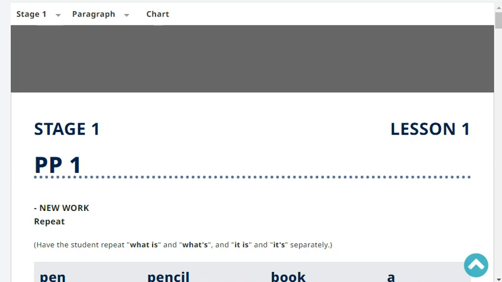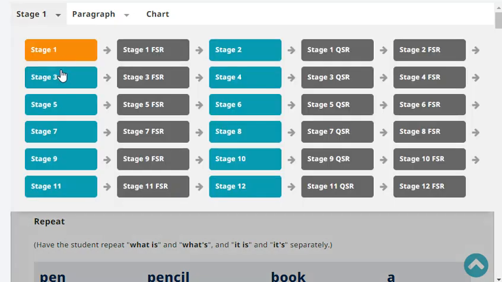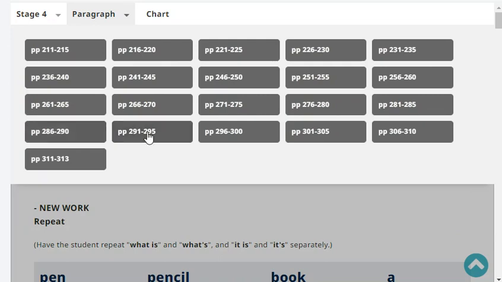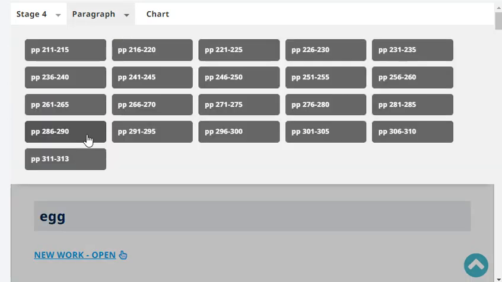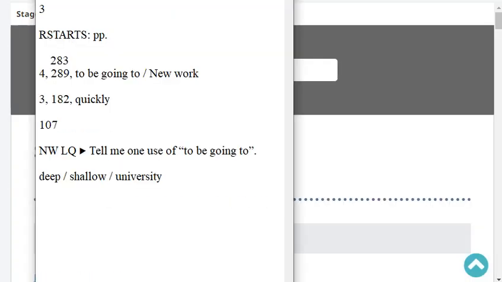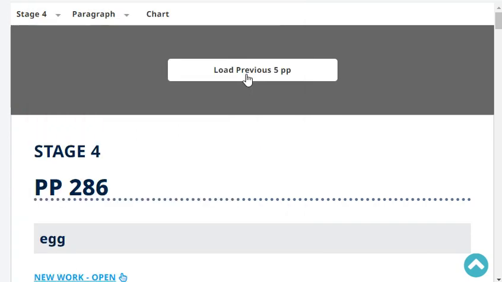Report says we are at stage 4, paragraph page 289. And our last headword is to be going to. New word: going to, type to. Okay, so let's start with revision of the lesson.